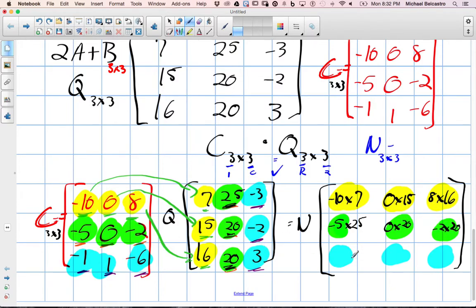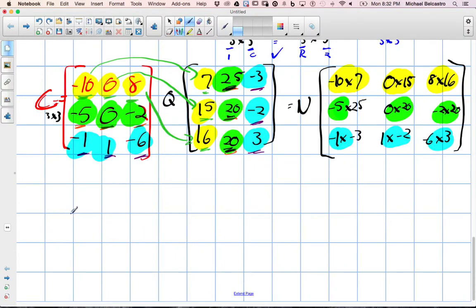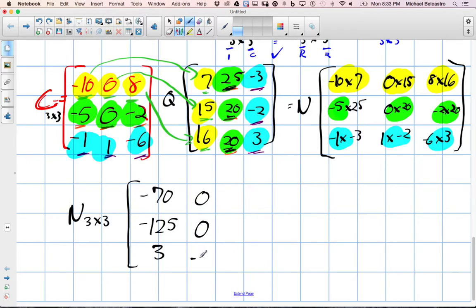And then finally, our negative 1, what would that be multiplied by? Negative 3. Good. Then the 1 by? Negative 2. And then the negative 6 by? 3. Great job. And then our last step for our new matrix, N, our last 3 by 3 matrix, is just to carry this out. So negative 70, I think that's negative 125, and that should be 3. And we get 0, 0, negative 2.